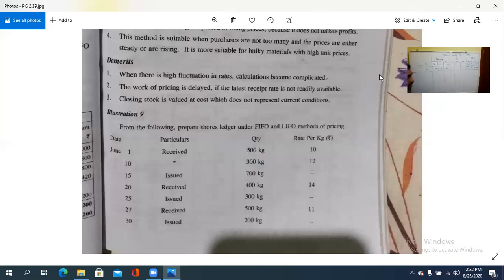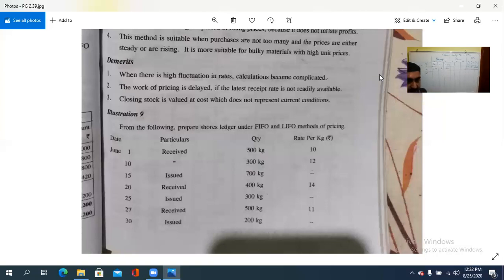So now the available quantity is what? 510, 5,000, and 312, 3,600. Next, on the 15th, what is that? June 15th, issued 700 kilogram. So 700 kilogram issued. From where do we need to take it? This is the FIFO method, meaning first in, first out. That is, what came first is to be utilized first.